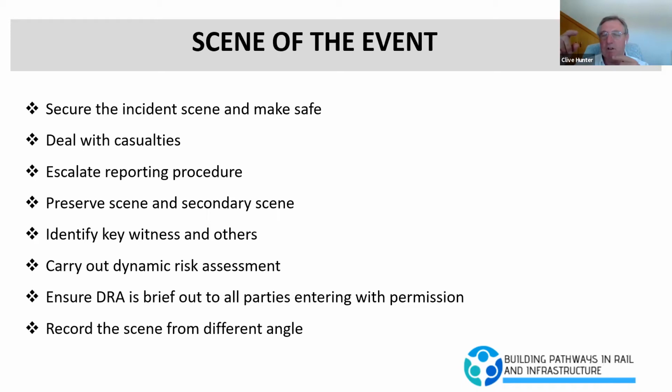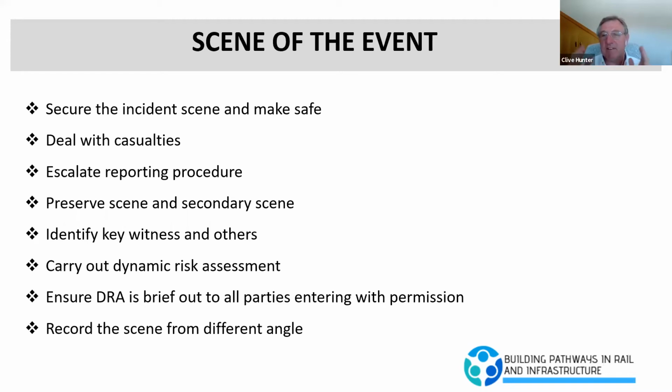We go back to that rail crane incident. So who do we escalate the reporting procedure to? Is it the line manager? Is it the subcontractor's manager, because he's going to be the one going to hospital? How do we preserve the scene? And is there potentially any secondary scenes that we need information from, that people can't go and remove information?